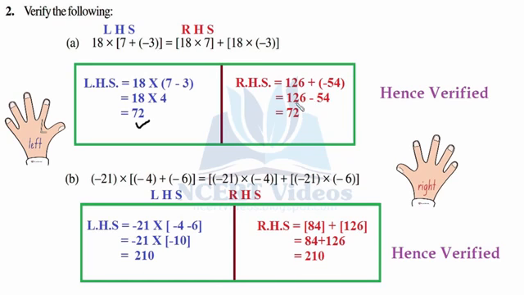Now it's just a matter of subtraction. 6 minus 4 is 2, and 12 minus 5 is 7. Therefore the answer is 72, and you can see that both left hand side and right hand side are equal, therefore it is verified. Hence verified is your answer. In this manner we will do the second part, separating it with left hand side and right hand side, solving them separately, and if they are equal then it is verified.